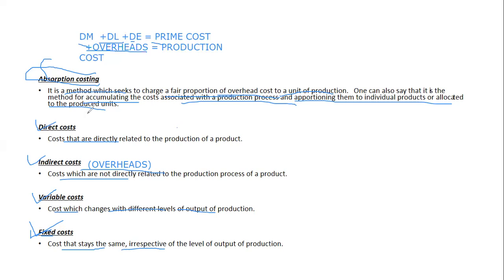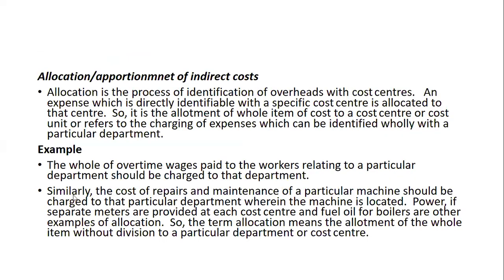Now, with absorption costing, what it seeks is to charge all the production costs, which is the prime cost and the overheads, to the units being produced. Okay. Very important: allocation and apportionment of indirect costs. In other words, allocation and apportionment of overheads. Okay, how do we then apportion the overheads?